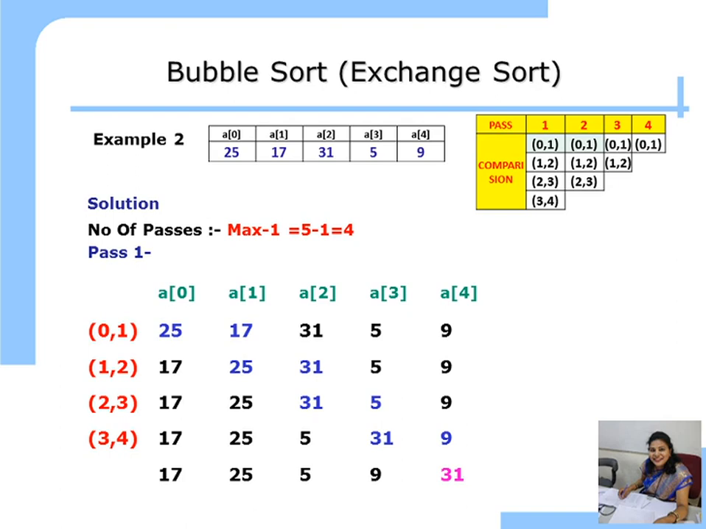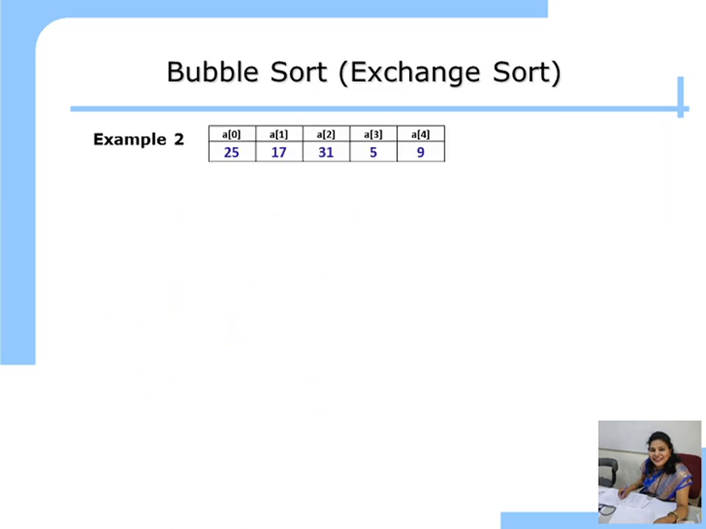And how do you know that pass 1 is correct? If the largest number comes at the last position. Which is the largest number of the input? It is 31. It comes at the last. The last position is A of 4. So this is the correct pass. Now the remaining, that is 17, 25, 5 and 9, will be sorted in the next pass.